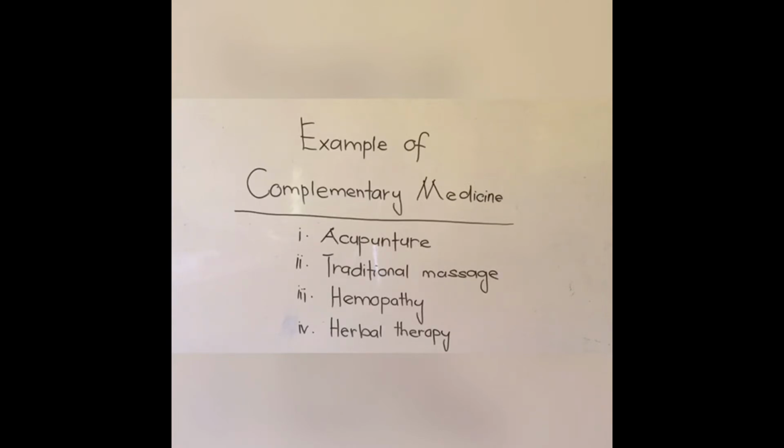Acupuncture is basically used to release pain. Number 2, the most popular treatment used by people in this world, is traditional massage, which can also release pain, tiredness and nerve problems. And number 3 is homeopathy.